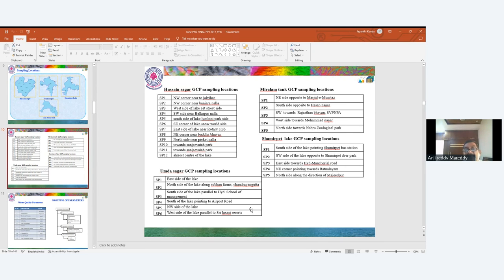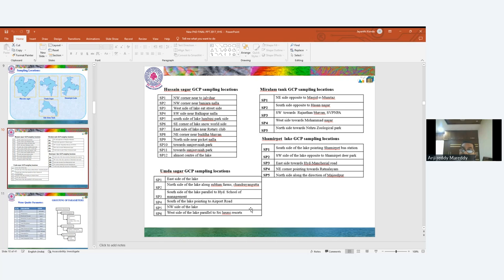Hussain Sagar ground control point sampling locations: SP1 means the northwest corner near Jalvihar. Jalvihar is in the northwest direction. It is a very prominent landmark surrounding Hussain Sagar Lake. And like that, you have each and every location. For example, in Mir Alam Lake, we have SP2, which means the south side opposite to Hassan Nagar. SP3 sampling location is southwest towards Rajasthan Bhavan, SVP. And these are all the landmarks.